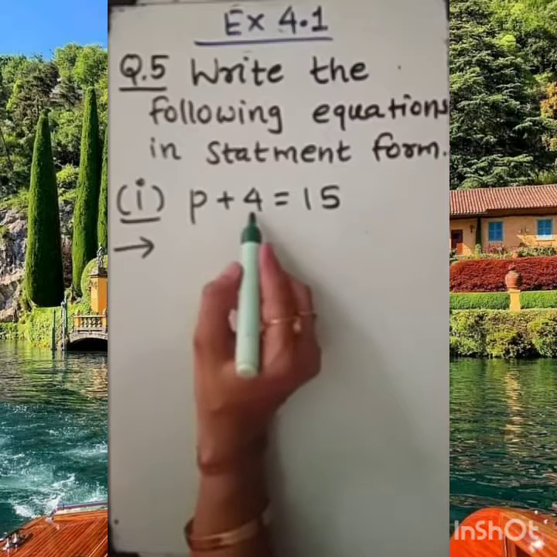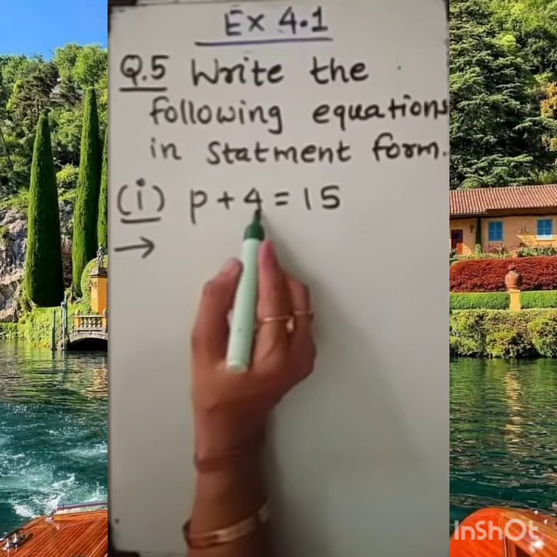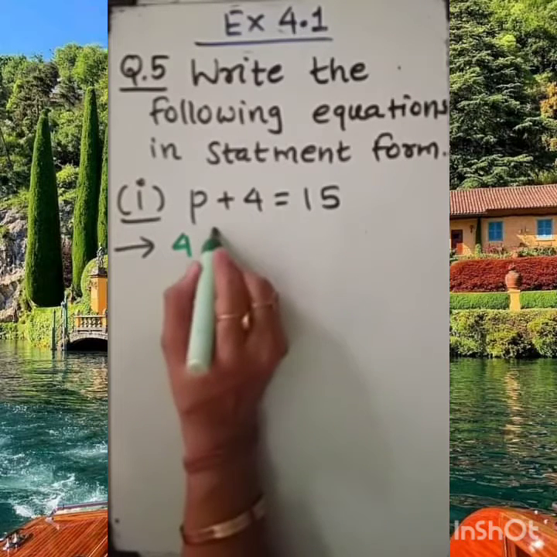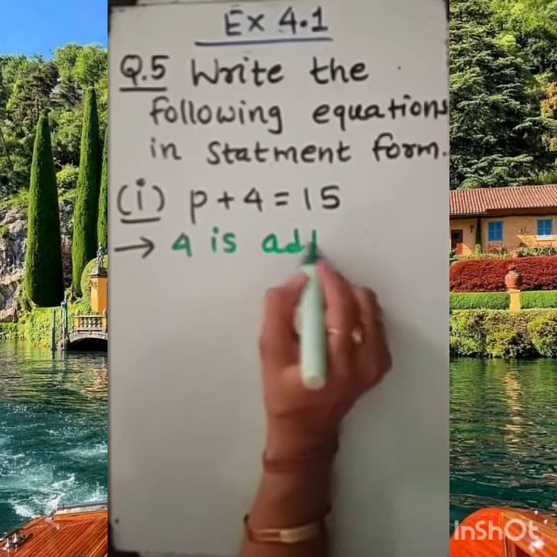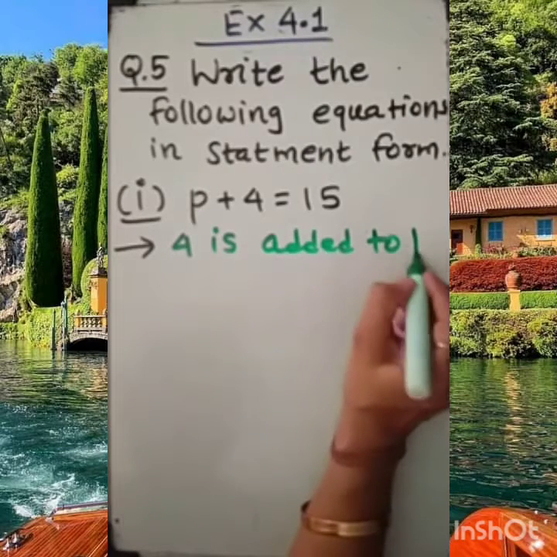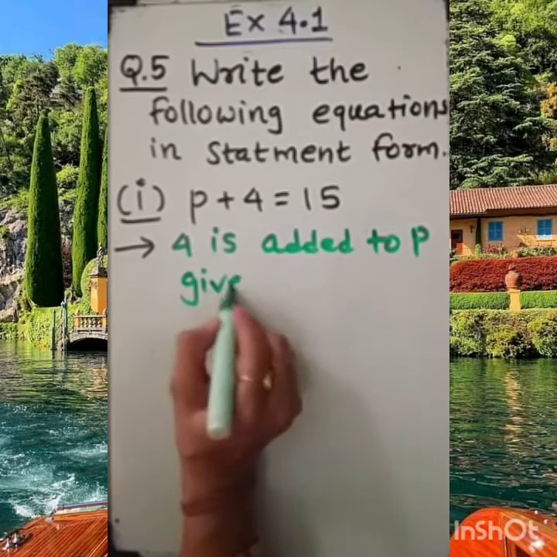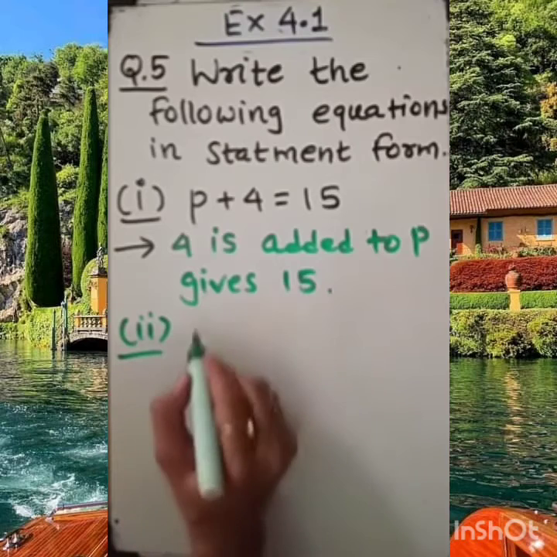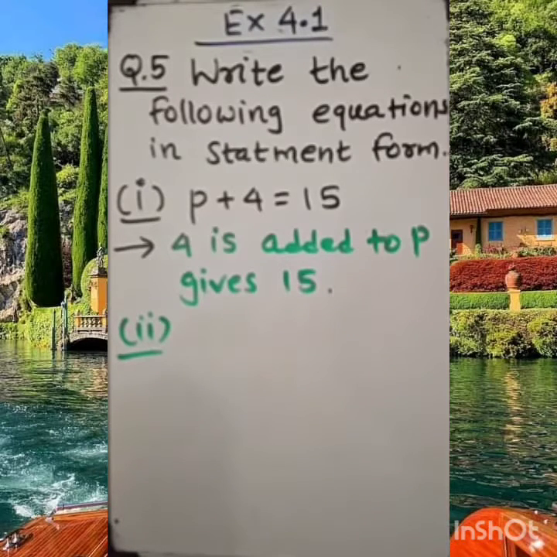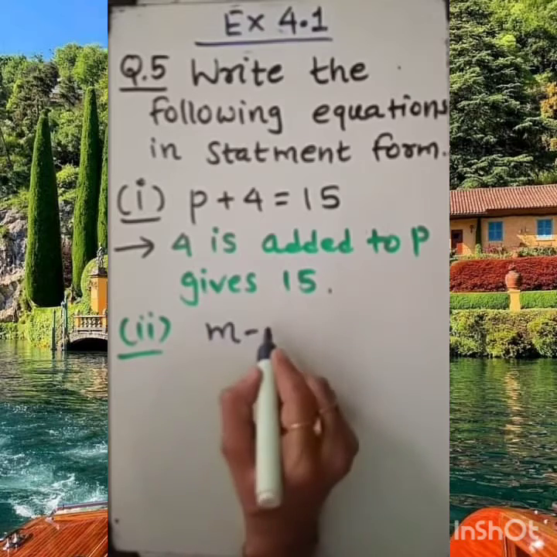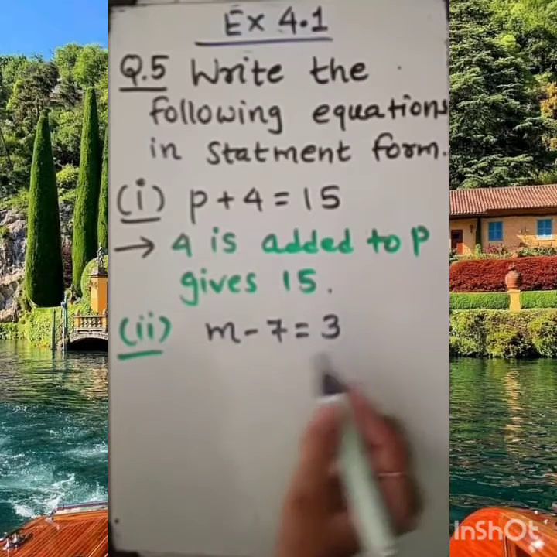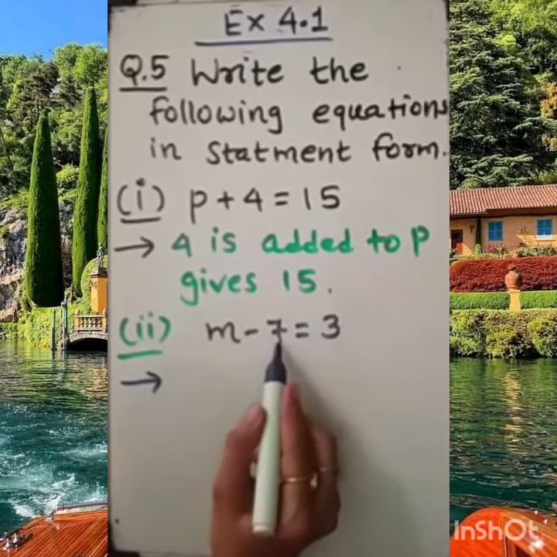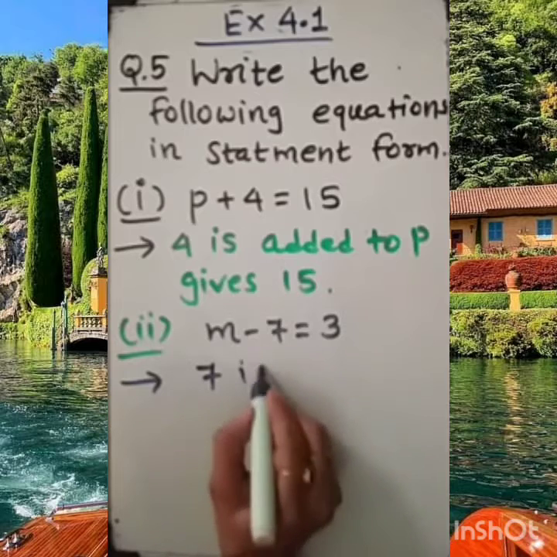So first of all, suppose I have this equation p plus 4 equal to 15. I need to write it this way: 4 is added to p gives 15. Means the result is 15. Let's try to understand one more. Second, we are given m minus 7, that is equal to 3. In this equation, m is the unknown variable here. So first of all, we need to write 7 is subtracted.